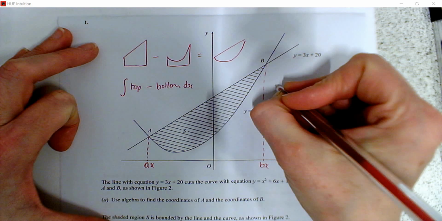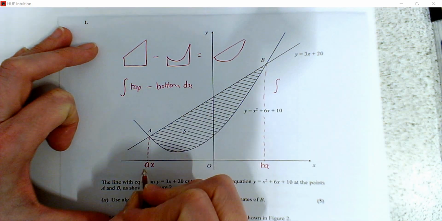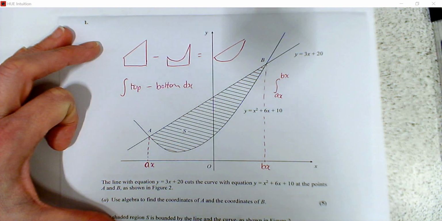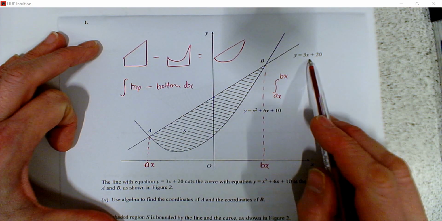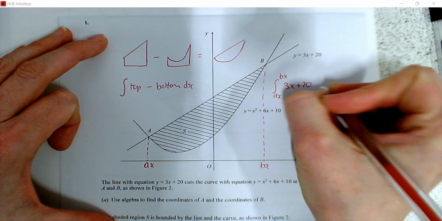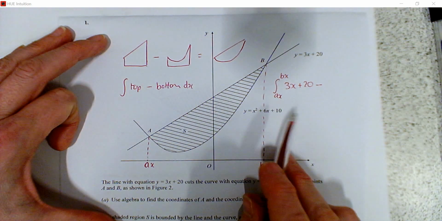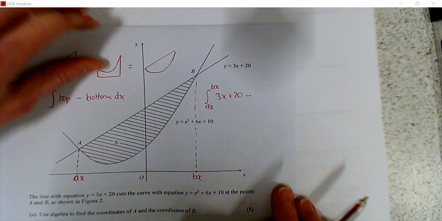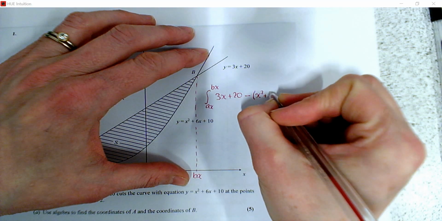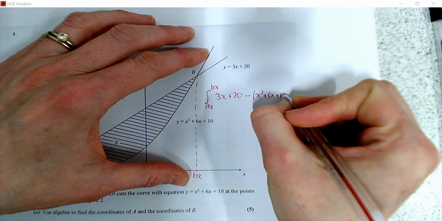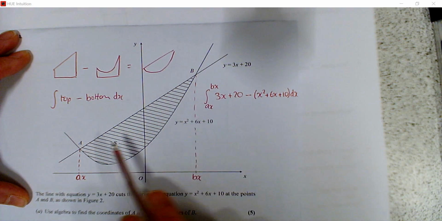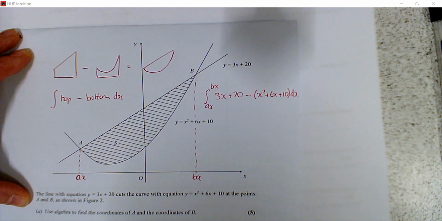If we did that, we'd be integrating from ax, whatever that is, to bx, and the top equation is 3x plus 20. And the bottom equation is the quadratic. So it's got several terms, so I'm putting them in brackets so I don't mess up the signs. Okay, and that would work out the shaded area that we want.